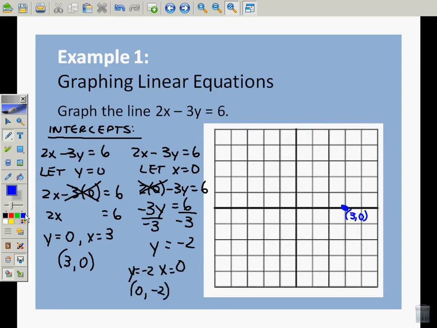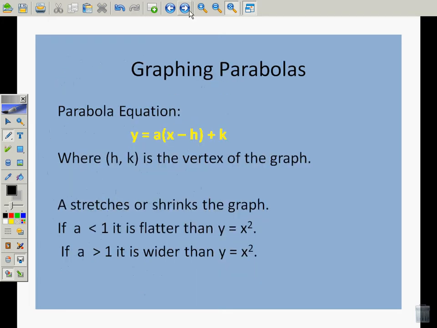We go over and graph. And what we can do then is use those 2 points to graph our line. So we'll come up and we'll graph our line. Okay? We found 2 points using the intercepts. So I let y equal 0 and solve for x, and let x equal 0 and solve for y. Okay? Now, that's a line. That's a review from Algebra 1.